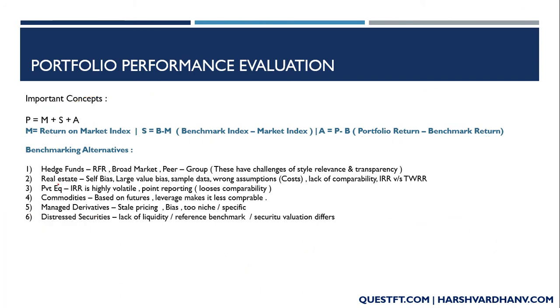Okay, so till now we were talking about traditional asset classes, equity and fixed income. Let us talk about the alternative asset classes. What kind of benchmarks can be used? For hedge funds, you can use a risk-free rate, a broad market index, a peer group. But all these have challenges of style, relevance, and transparency. See, risk-free rate is basically for a hedge fund, say a long-short fund. If you're long and short on an asset, what will you earn? You will earn the risk-free rate because you're not taking any risk. You're long and short on the asset.